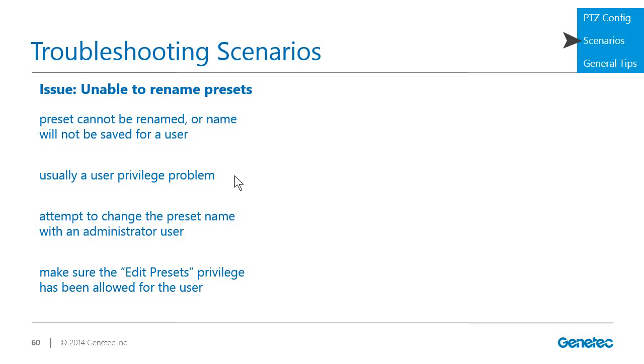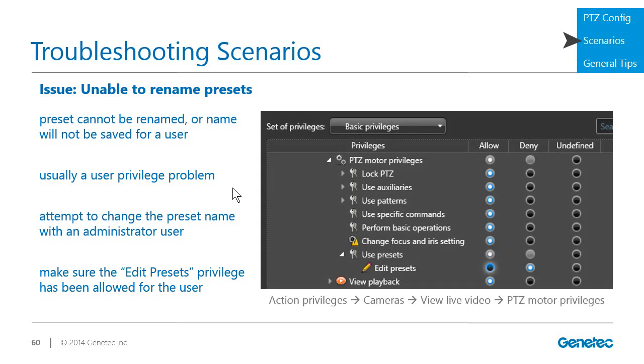Now, an easy way to test this is to log in as an administrator and make the same change, and see if that name actually sticks. If it does, we want to jump into the config tool and take a look at the privileges for the user who is unable to rename the preset. Take a look at the PTZ motor privileges, and under use presets here, make sure the edit presets child privilege here is set to allowed.